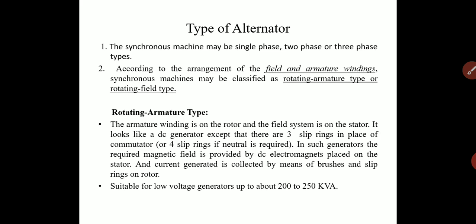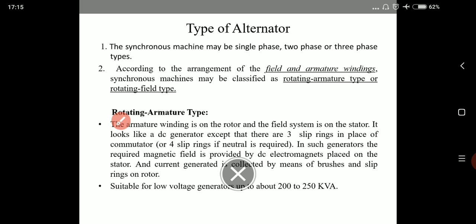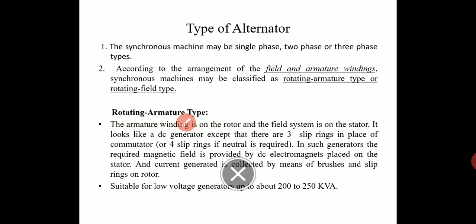So see what is rotating armature type. In rotating armature type, the armature winding is on the rotor and the field system is on the stator. You know that any rotating machine has two basic main parts, rotor and stator. Rotor and stator both consist of windings.